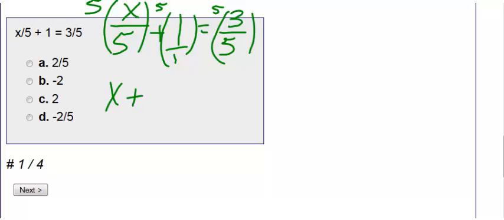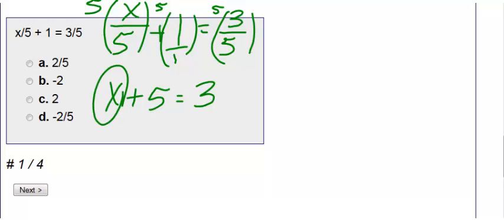Now we're doing the next one. 5 times 1 is 5, divided by 1 is 5. Next, 5 times 3 is 15, divided by 5 is 3. So this problem that we just had, I got rid of the fractions. Now it became a so much easier problem for us to solve.